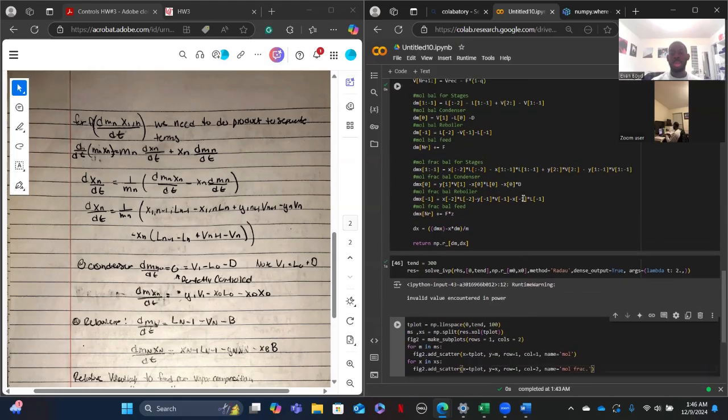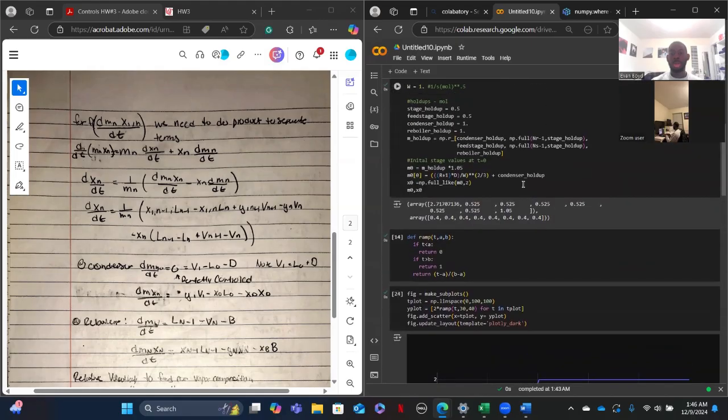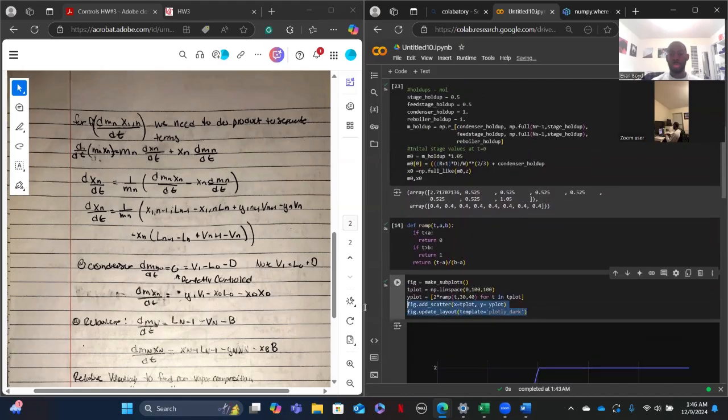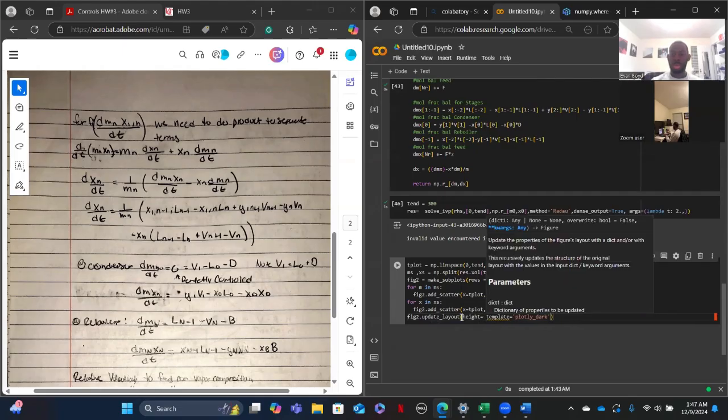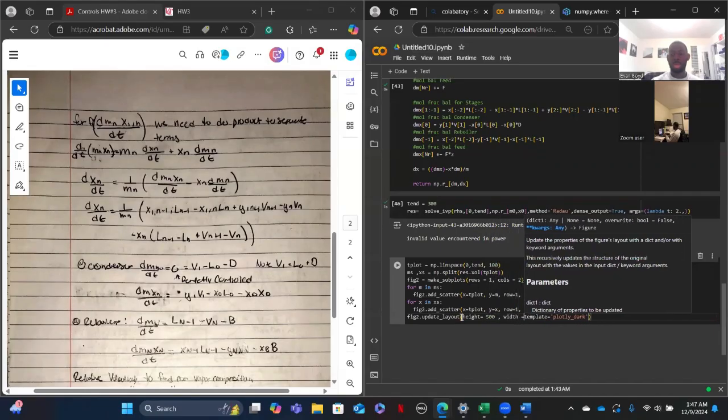Okay. And then we're also going to take the update layout that we had down here. Copy, paste, and this will be for fig 2. And then we do height, let's say 500. That's good. And we do width, let's say 800. And then template plotly. Please hope this works.